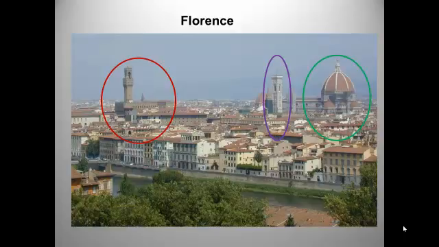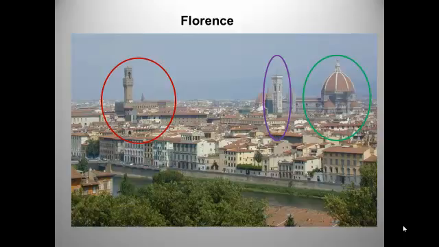Here, with some modern additions, of course, is the skyline of the early Italian Renaissance. On the right, circled in green, you see Florence Cathedral, which is an Italian Gothic structure with a campanile, or bell tower, that was designed by Giotto. I've circled that in blue. And, of course, Brunelleschi's famous Renaissance dome.